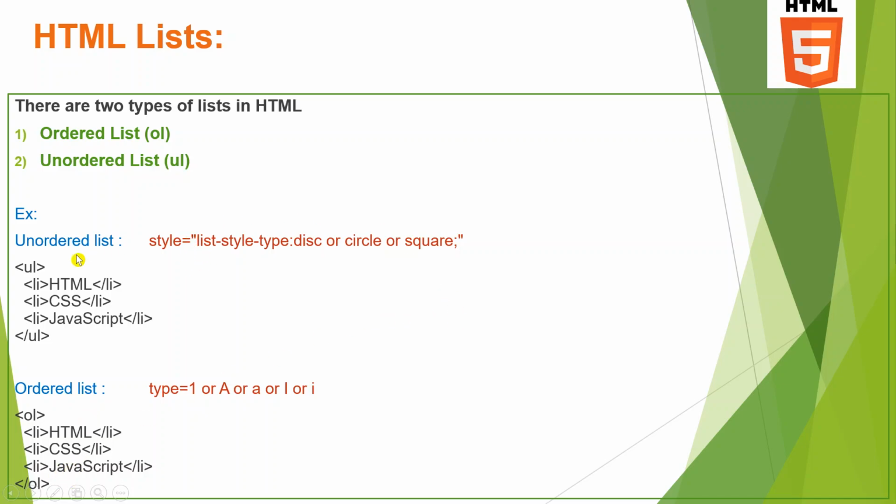Let us discuss it in detail. One more thing is, in an unordered list the default is a bulleted list. If you don't like the bulleted format, then you can use style properties such as disk, circle or square, so those shapes will come.